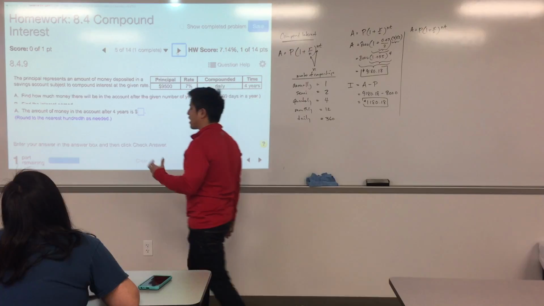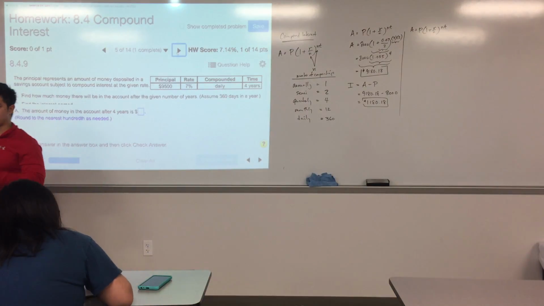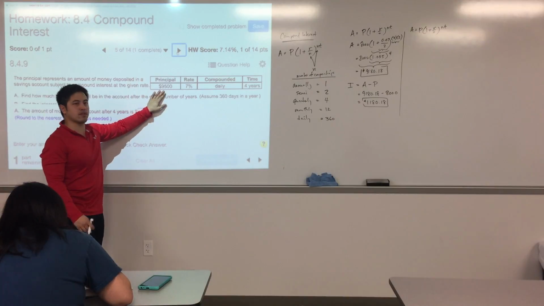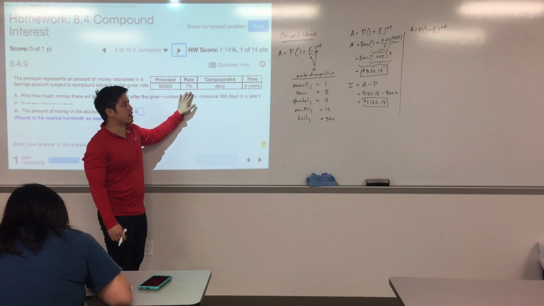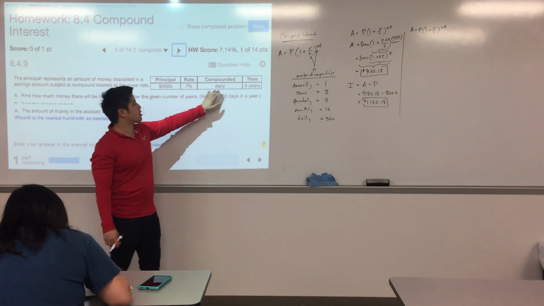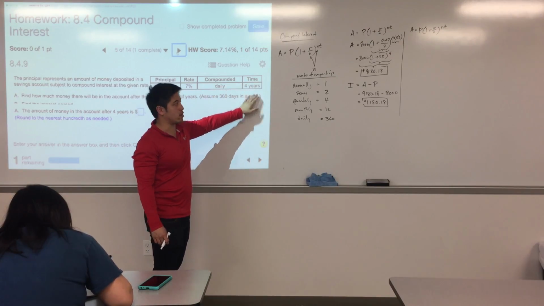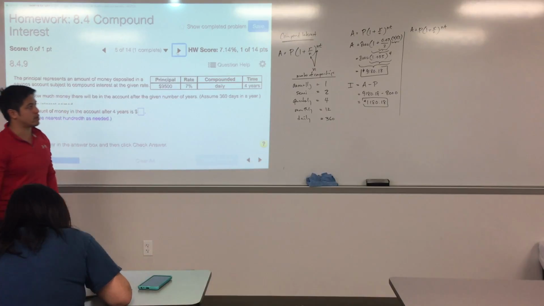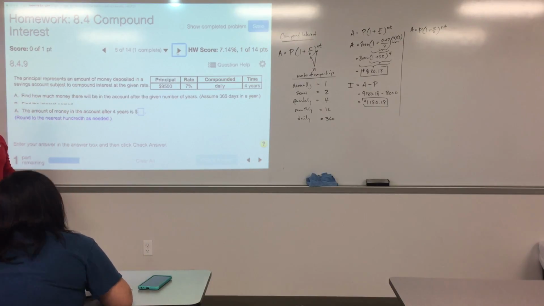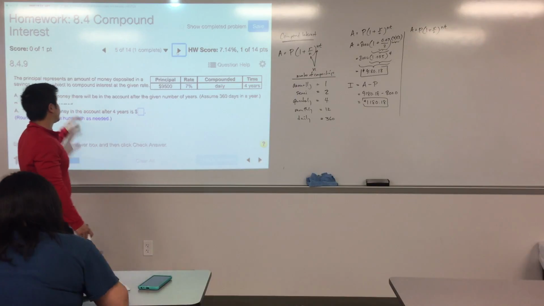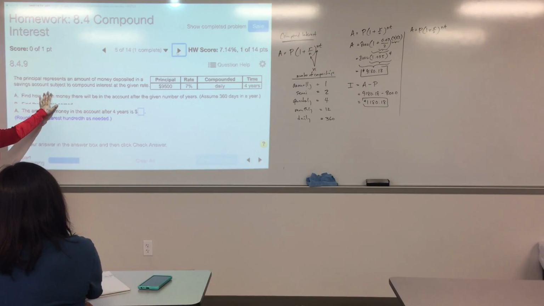I want you to set that up on your own. Make sure that you can set this up all by yourself. They say the principal is 9,500, rate 7%, compounded daily this time. Time is 4 years. Set up the equation to ensure that you can at least get started with calculating the future value of this investment or deposit.